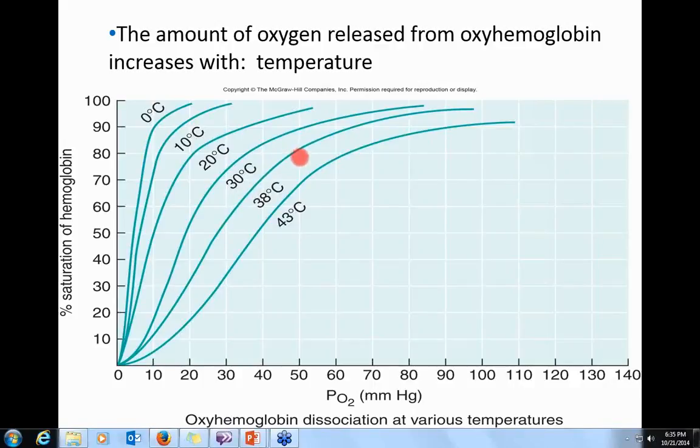Now, when body temperature goes up, that could be a sign that we are, let's say, exercising. So hemoglobin is going to let go of oxygen much more easily when our body temperature goes up. Now, as our body temperature cools, hemoglobin is going to hold on to the oxygen much more tightly.